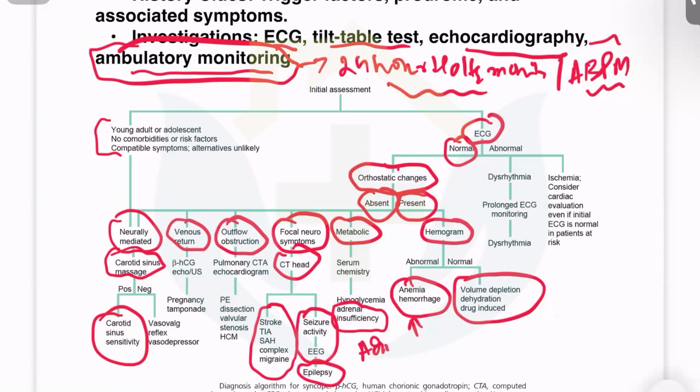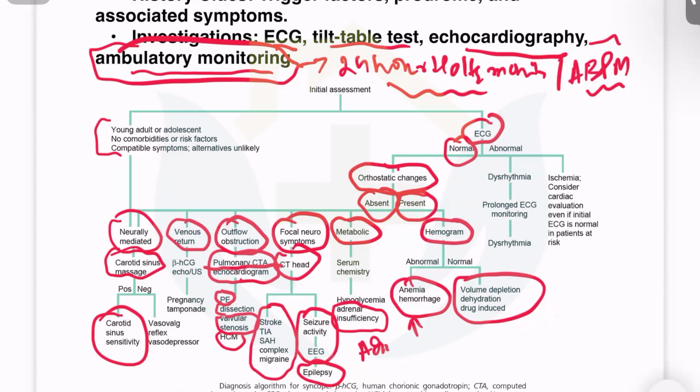Okay. Now, whenever there is an outflow obstruction suddenly, like in HOCM, like in pulmonary artery occlusion, definitely the patient will have a syncope. So for outflow obstruction from the pulmonary end, we'd like to do a pulmonary CTA and an echocardiography. In pulmonary CT angiogram, we'll find out about pulmonary embolism. And in echocardiography, we can find out dissection of aorta, valvular stenosis like aortic stenosis, or HCM. So these are all potential cardiac causes which can cause syncope.